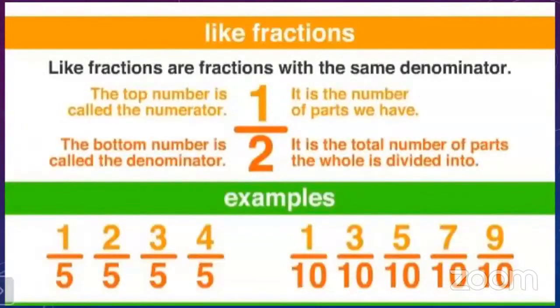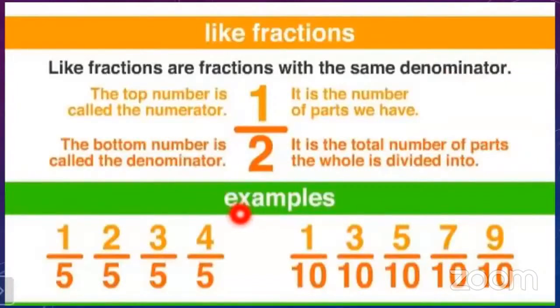Now look at here, one more concept, like fractions. What are like fractions? Like fractions are what we are going to understand here. Like fractions are fractions with the same denominator. Look at here. 1 upon 2, this is one fraction. So 1, the top number, is called the numerator, as we understood. It is the number of parts we have. The second one, the denominator, is 2. It is the total number of parts the whole is divided into.